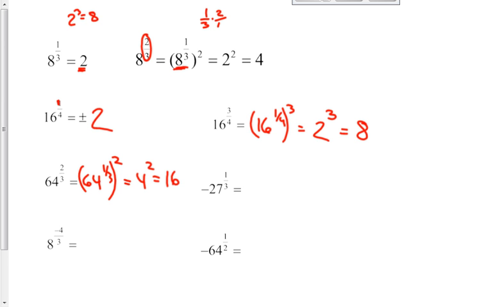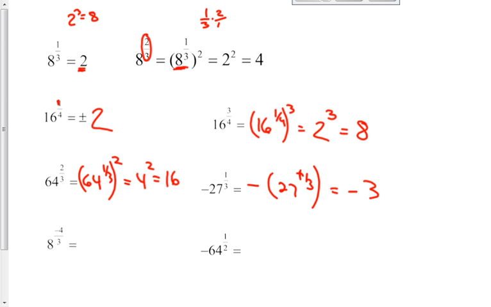Negative 27 raised to the 1/3. This is not a flip it question. The negative sign is out in the front of the 27. So the question being asked is, what is the opposite of 27 to the 1/3? You can look at it this way as well. 27 to the 1/3, 27 comes from 3's, so I'm looking at the opposite of 3, or my answer is just negative 3.